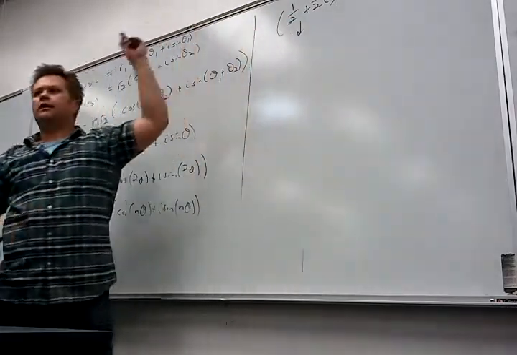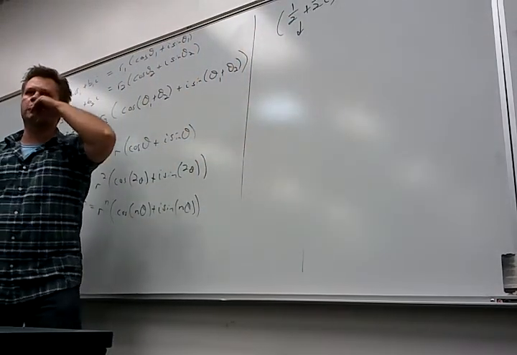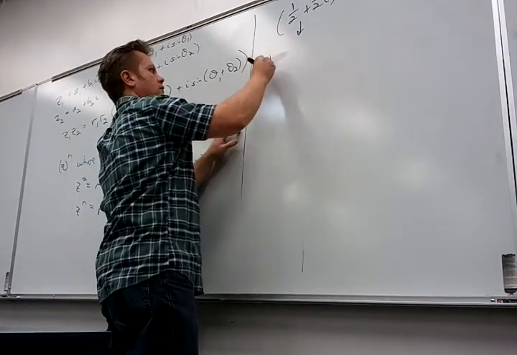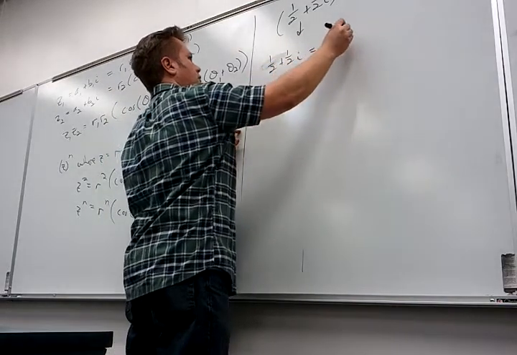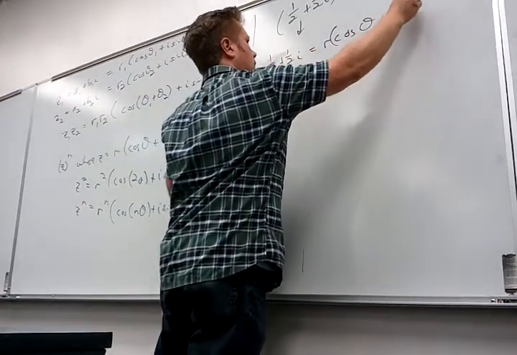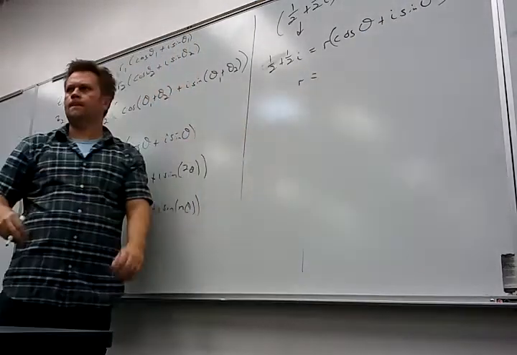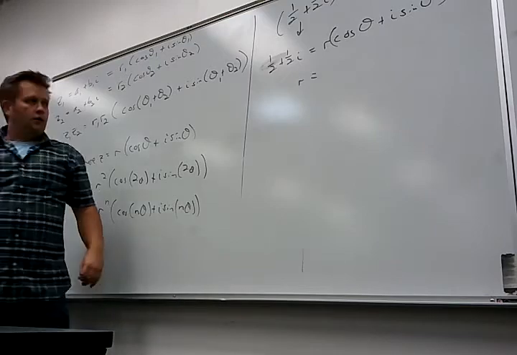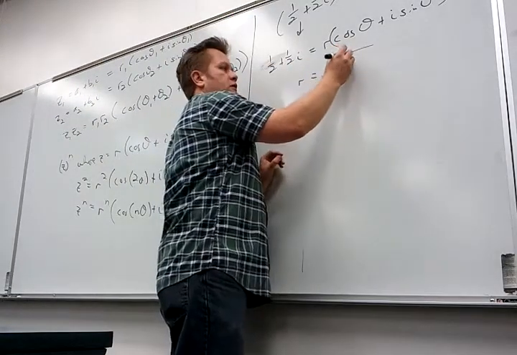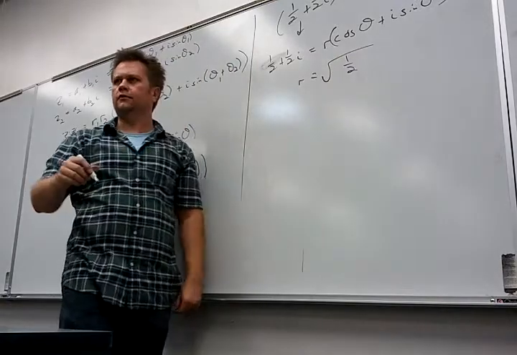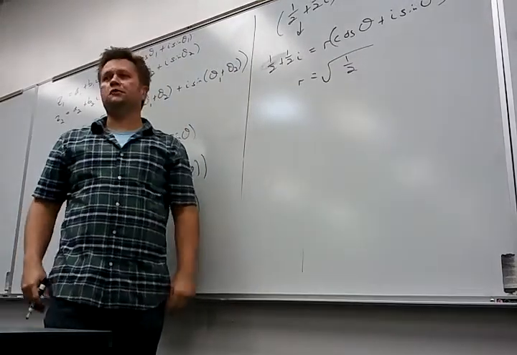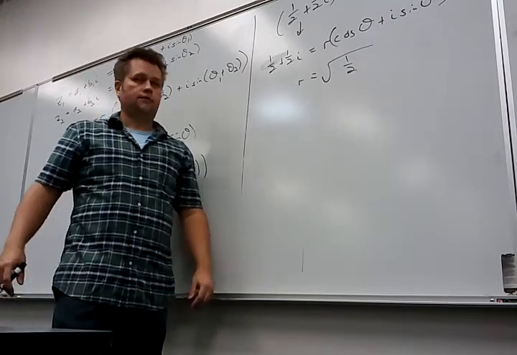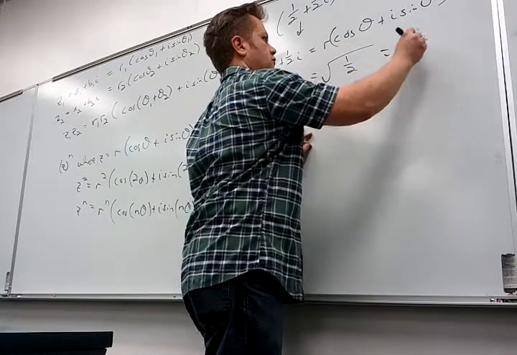Now, I have to first rewrite that in the right form. What's r going to be? If I take this complex number and I want to put it in this form, what's r going to be? Yeah, the square root of 1/2 squared plus 1/2 squared. So square root of 1/4 plus 1/4, square root of 1/2, which I can write as root 2 over 2. Is that cool?